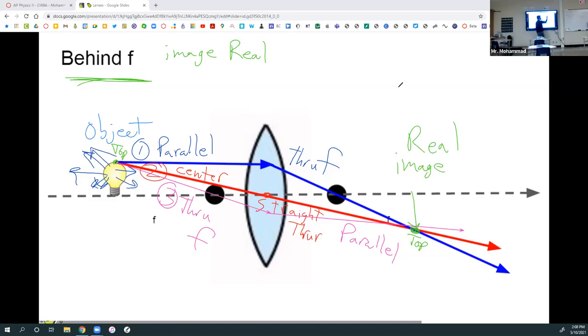Another thing about it, it is inverted. And for all of our images, whether it be lenses or mirrors, these two always go together. A real image will always be inverted. Now, whether it's magnified or reduced depends on how far away you are from there. So magnified or reduced really depends on your distance, how far back you are from the focal point. So we can't just assume if it's going to be magnified or reduced.